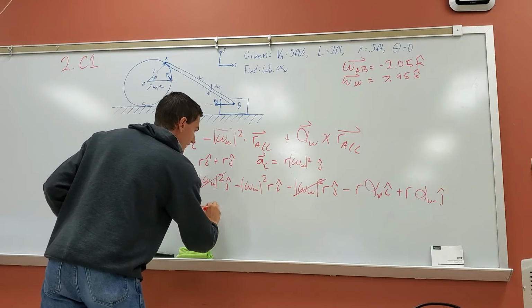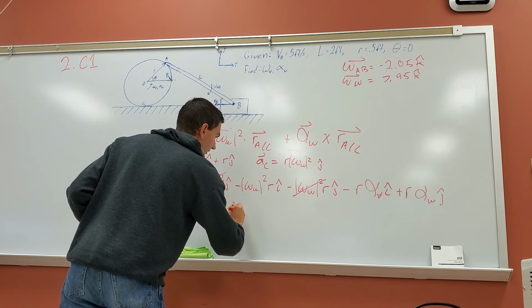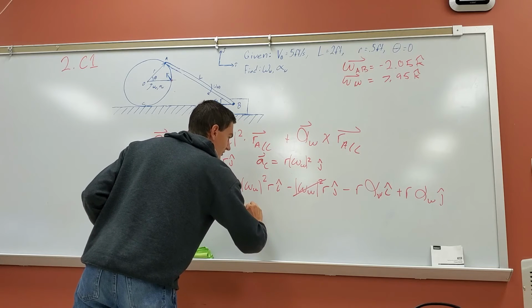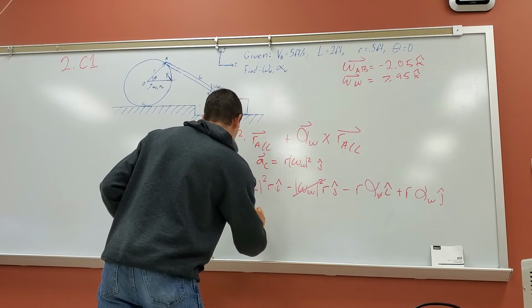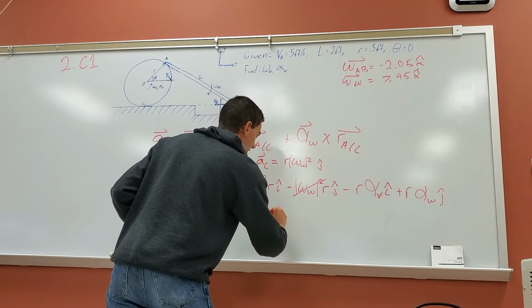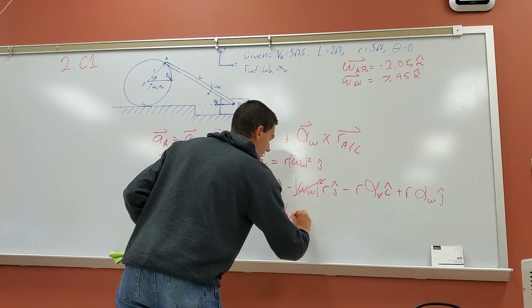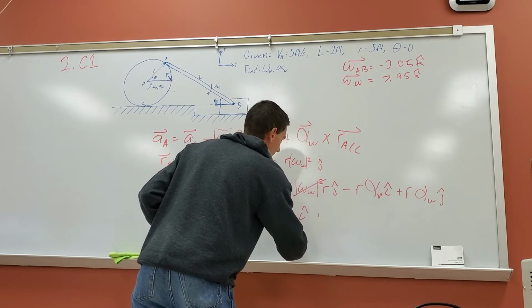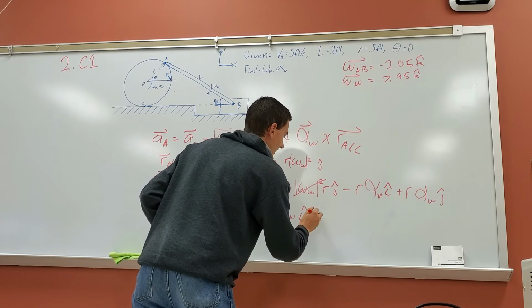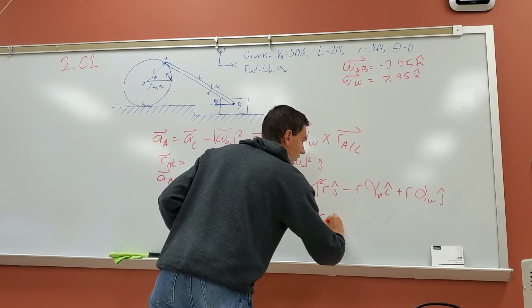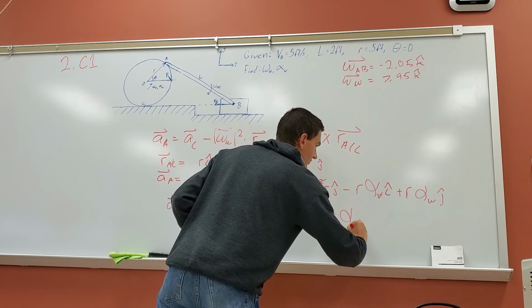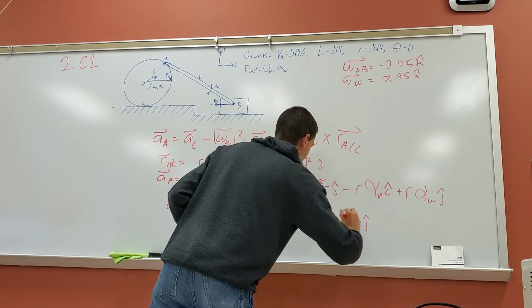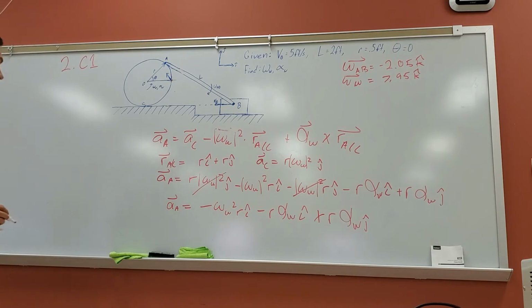is equal to negative omega of the wheel squared times r in the i hat direction, minus r times the angular acceleration of the wheel in the i hat direction, plus r times the angular acceleration of the wheel in the j hat direction. I'll put this equation over here for now, just so I can erase.